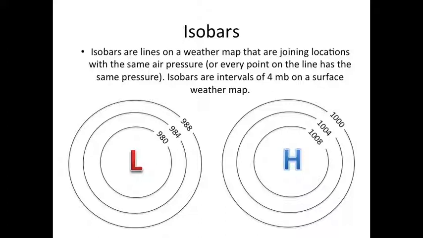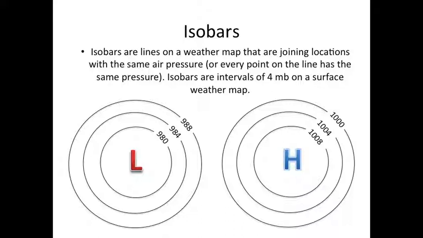The figure on the left is a low pressure system. The L represents the lowest pressure around, and as you go out of the low pressure system, the air pressure gets higher. So for example, the first isobar around the L is 980. But as you go out, it increases. So you get 984 and 988 because you're going away from the lowest pressure.